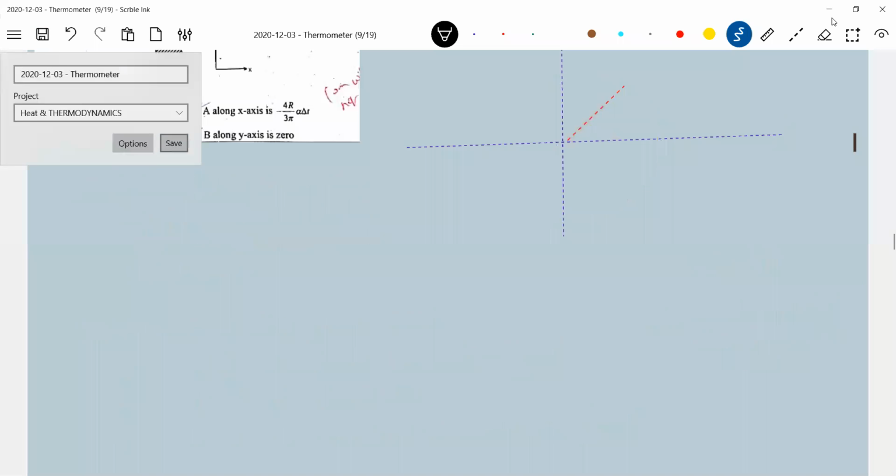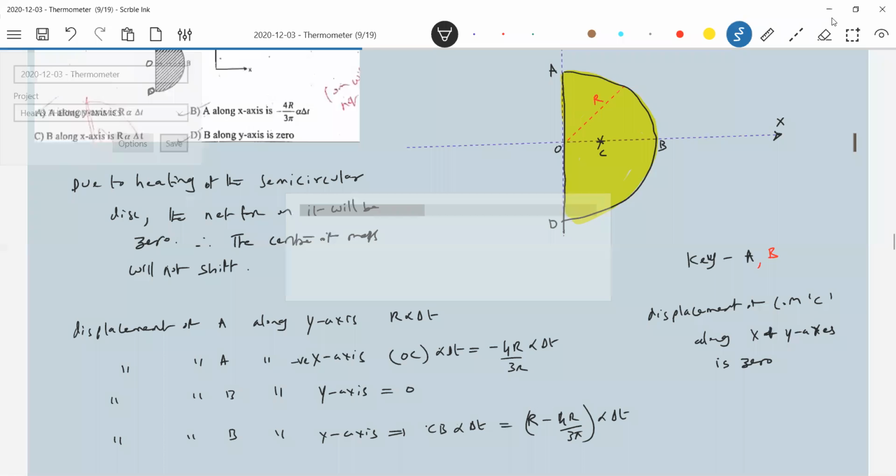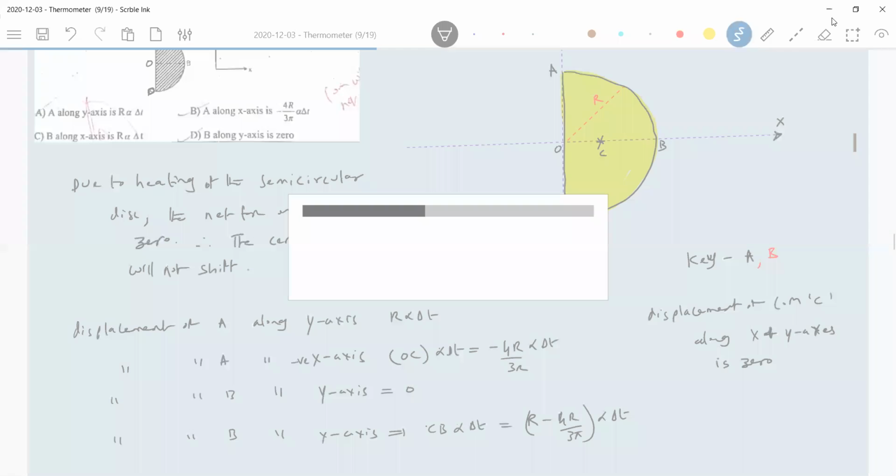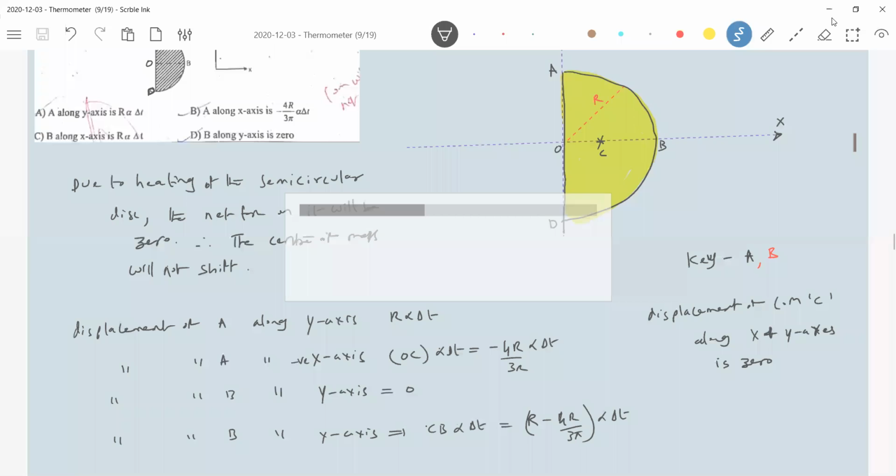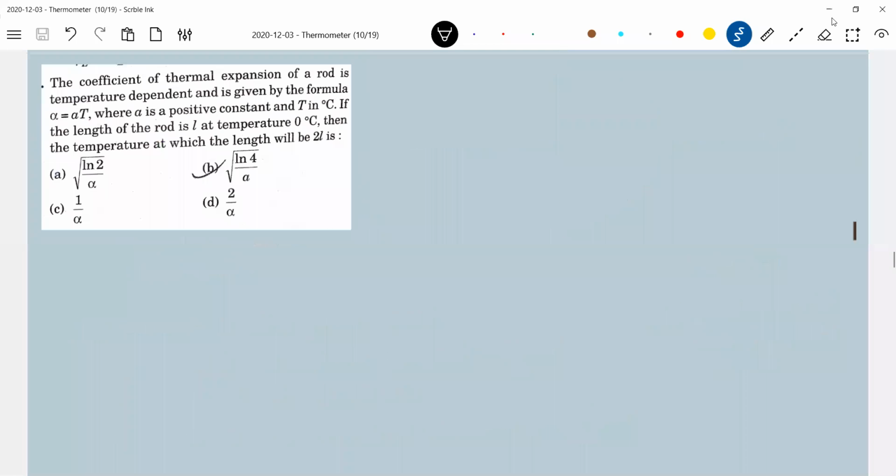Sir, how do I learn? Because of the basics: the net force, when you supply heat, the net force acting is 0, no? Small basics, the questions will be like this only. Very, very small questions will come. Okay.